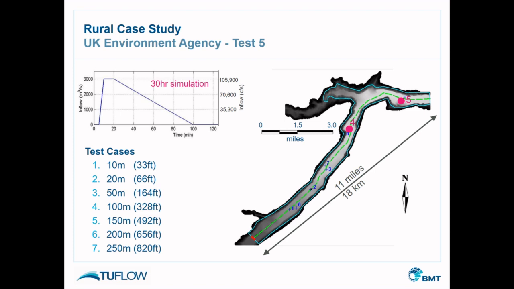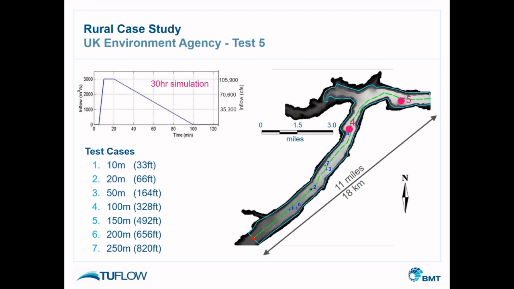What we have is a valley. At the top of the valley, where we have the red marker here, they've applied a dam breach hydrograph, and that's the image on the top left that you can see. So we have an inflow. It peaks at 3,000 cubic meters per second. In US units, that's around 105,000 cubic feet per second. The model itself was run for 30 hours, even though the breach hydrograph only goes for, say, 100 minutes.